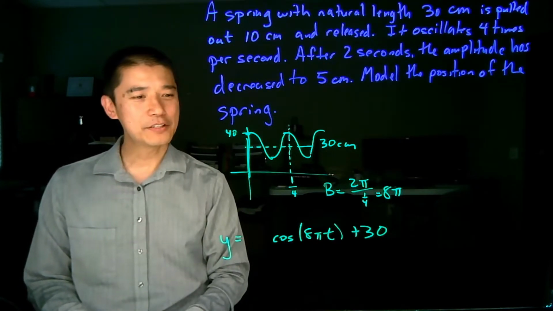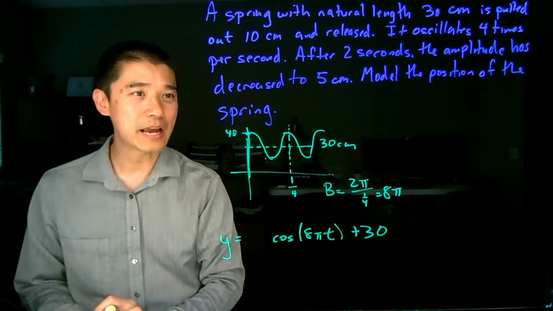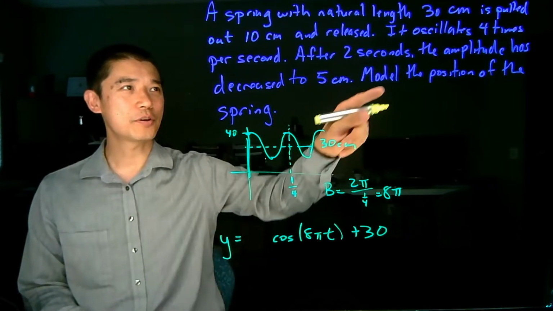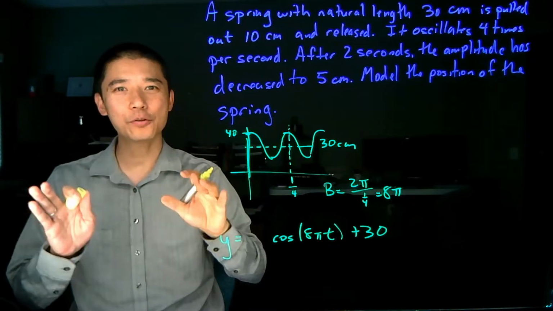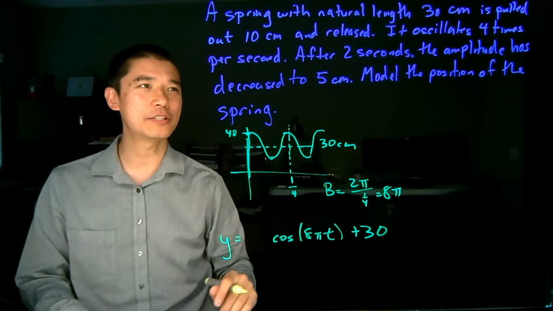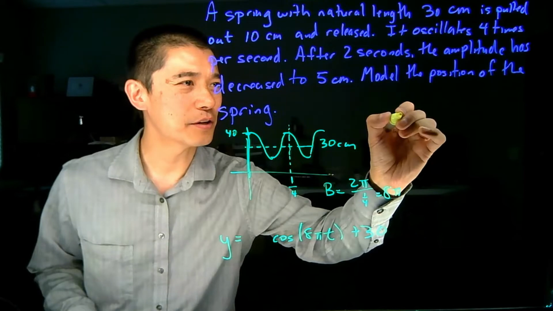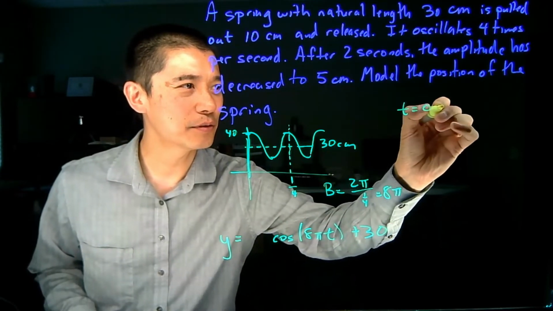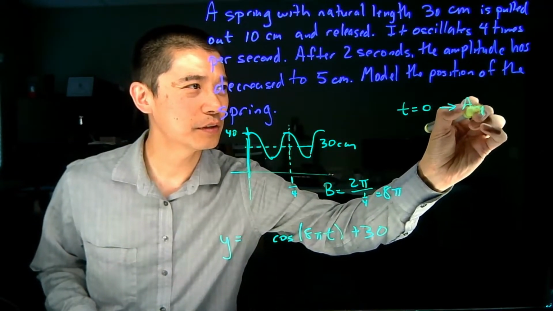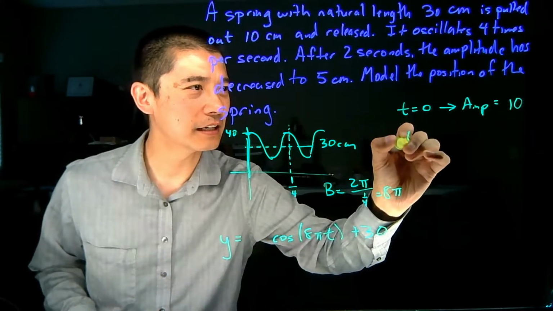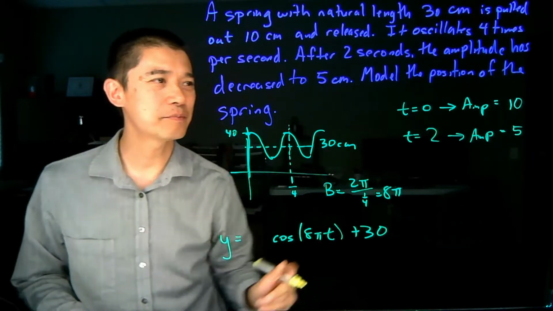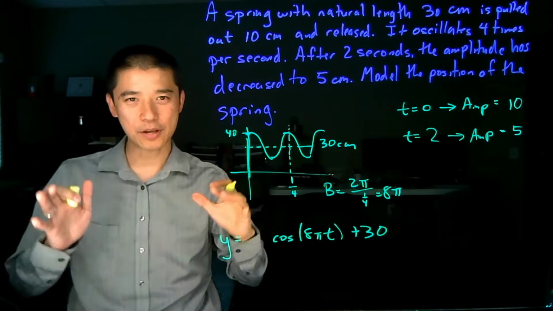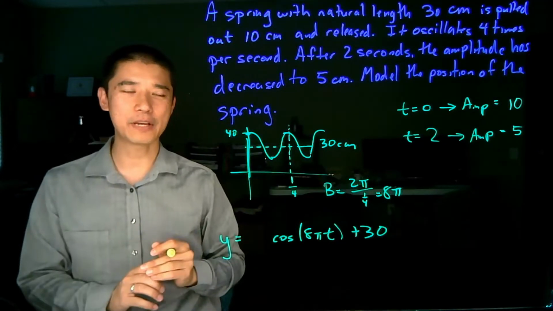So then we have to deal with this changing amplitude, the variable amplitude. So the only part of this problem that tells us there's a changing amplitude is that after 2 seconds, the amplitude has decreased to 5 centimeters. So at t equals 0, we have an amplitude of 10, and at t equals 2, the amplitude is 5. And we are trying to come up with some sort of expression that captures this behavior.